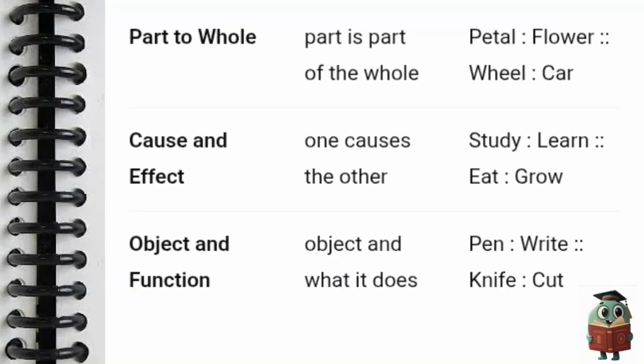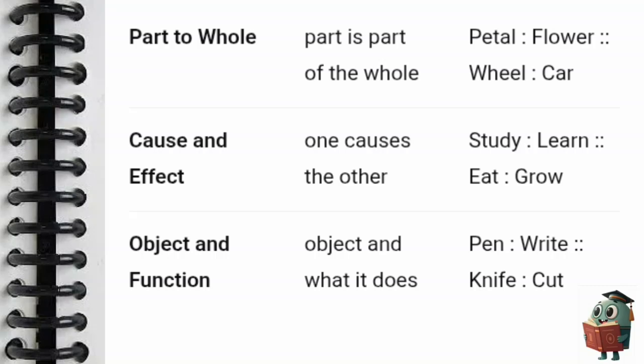Type: Part to whole analogy. Pattern it shows: part is part of the whole. Example: Pedal is to flower as wheel is to car. Type: Cause and effect analogy. Pattern it shows: one causes the other. Example: Study is to learn as eat is to grow.